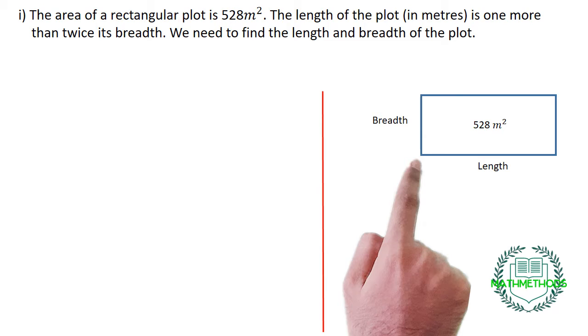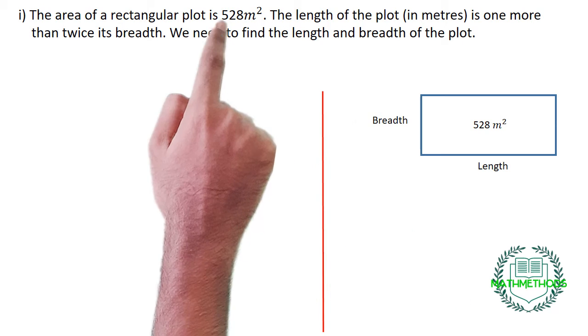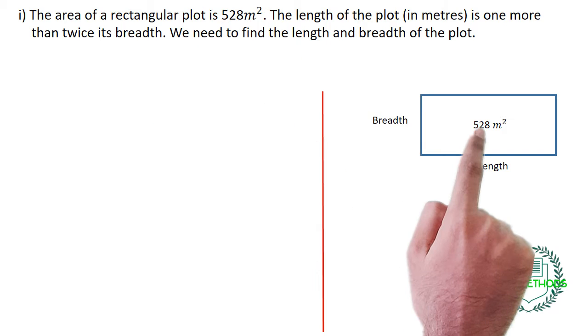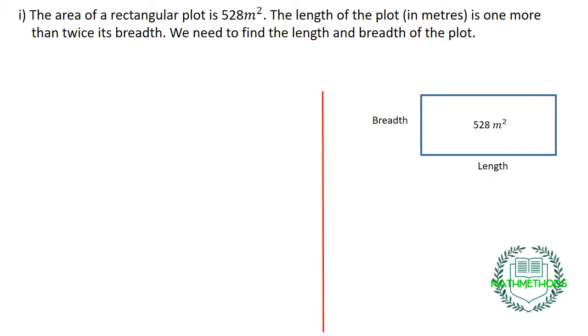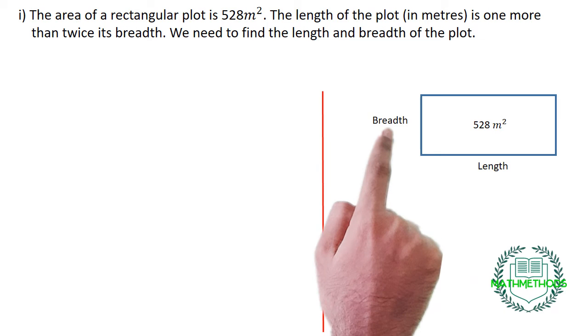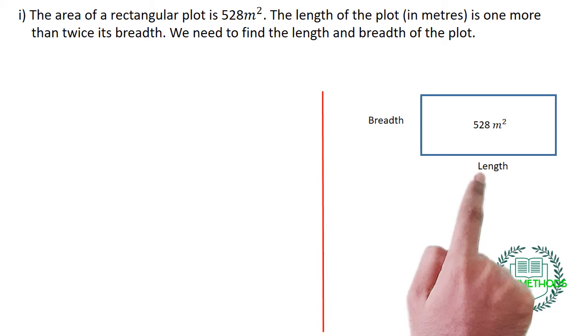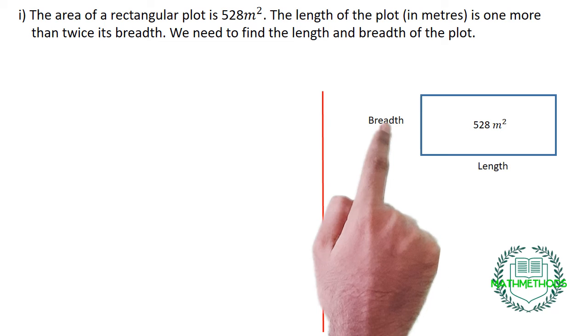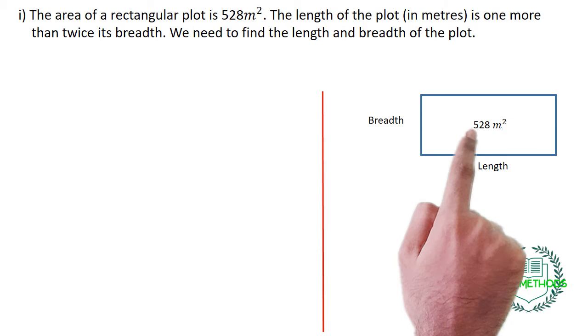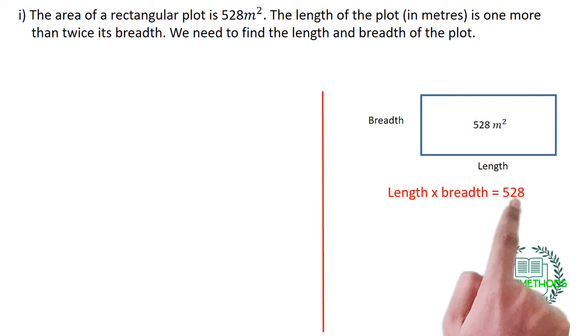Look at this diagram of a rectangle. We are given the area as 528 square meters. And we know the area of a rectangle equals length multiplied by breadth. Length multiplied by breadth, we get the area. Length into breadth equals 528.